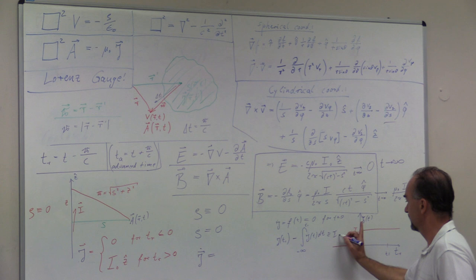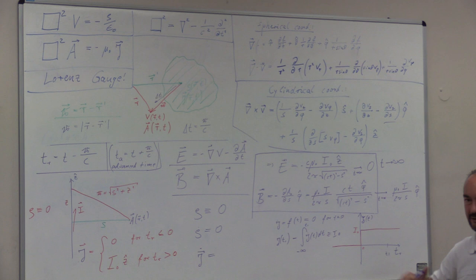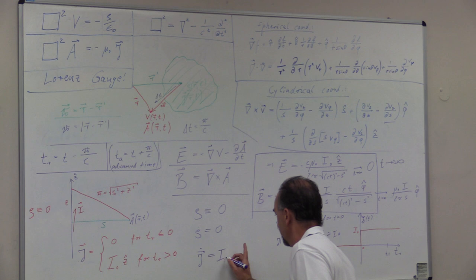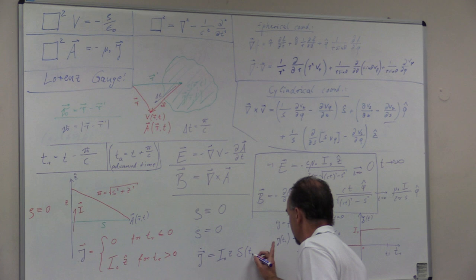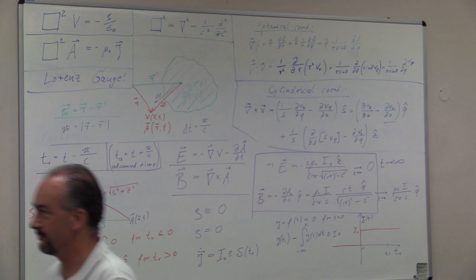Now, what kind of function can you come up with that is 0 everywhere except at time 0, and if you integrate over it, you get a value of 1 out? What kind of function is that? Okay, right, delta function, exactly, very good. So we can write this as I naught z times the Dirac delta function, where the retarded time is 0. That is our J dot. Let's see if we can use that here.